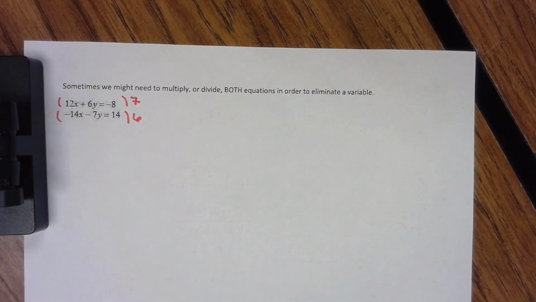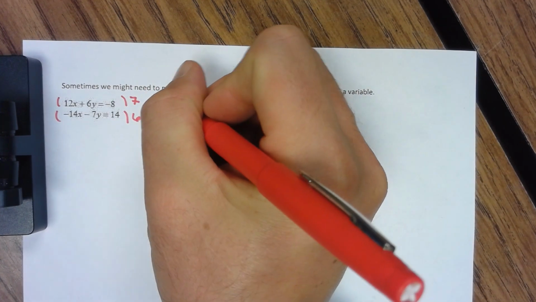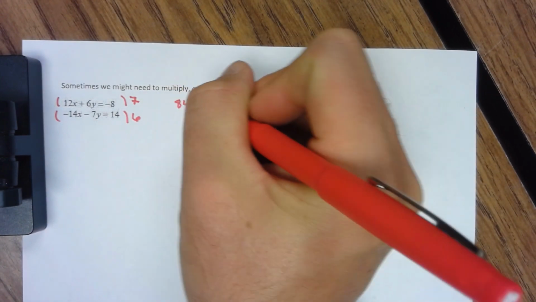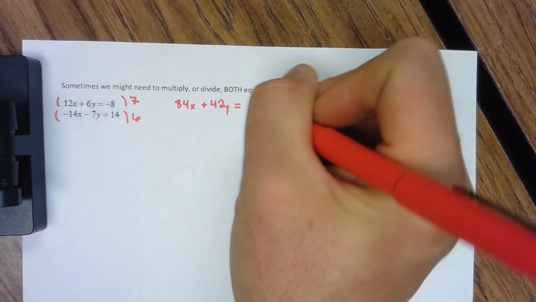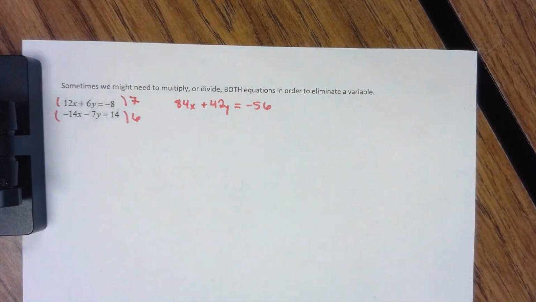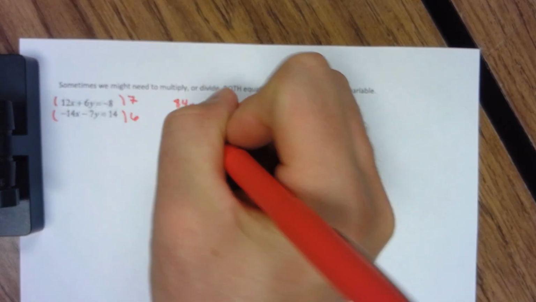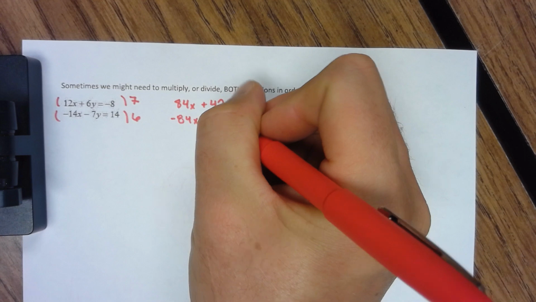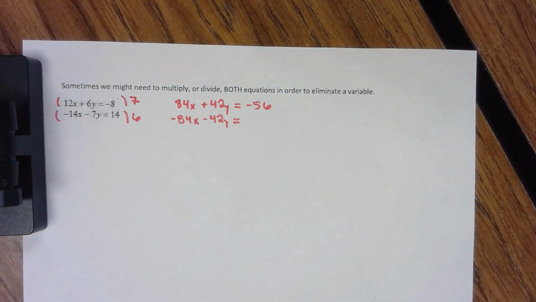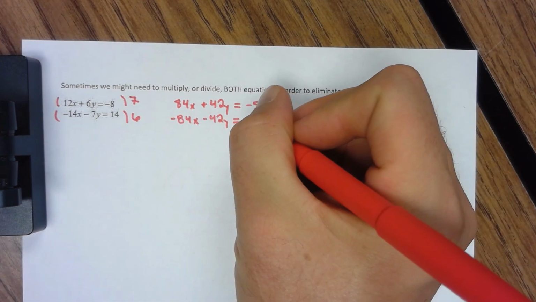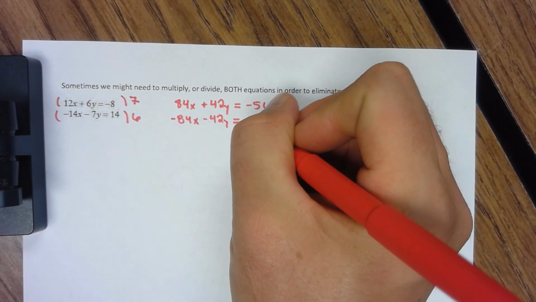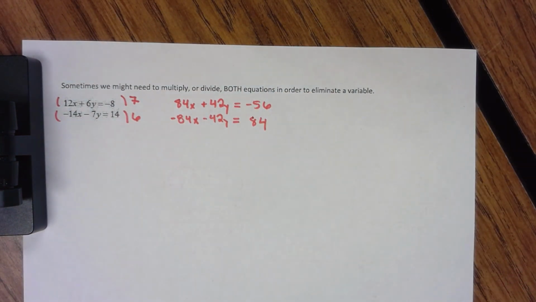So now I'm going to multiply every single thing by 7. I do have plenty of calculators if we need them today, if these numbers get too big. That gives me 84x plus 42y equals negative 56. And then 6 times 14, negative 84x. And then minus 42y equals 14 times 6. We had it already. Didn't need to check it again. And 84.